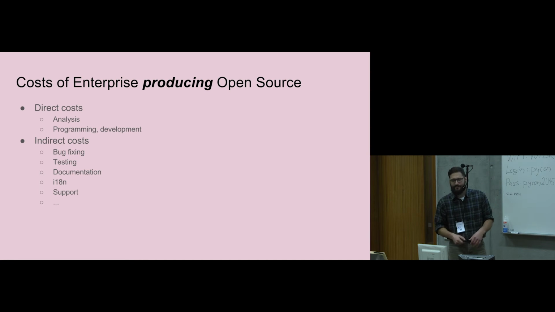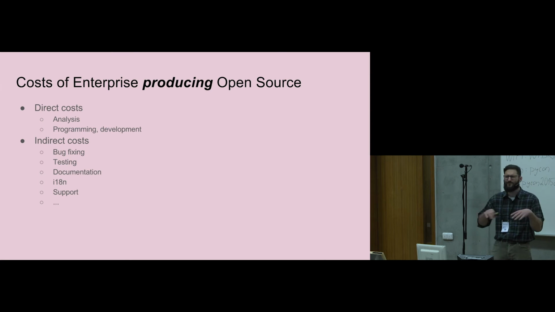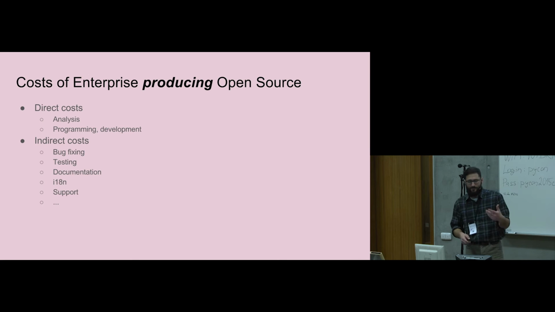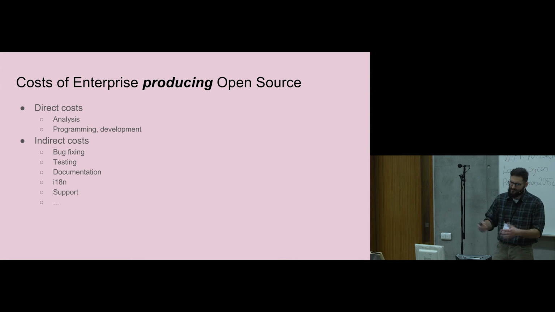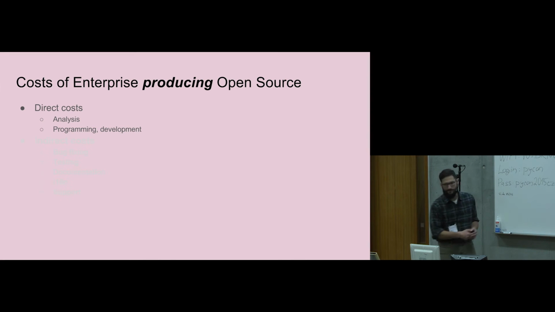If you are producing open source software, it costs you something too. If you are producing software generally, there are direct costs like making the software, the programming. Then there are indirect costs: you have to fix some bugs you actually don't care about, you have to test it, write the documentation, translate it, give support, stuff like that. Some of the costs can be moved.